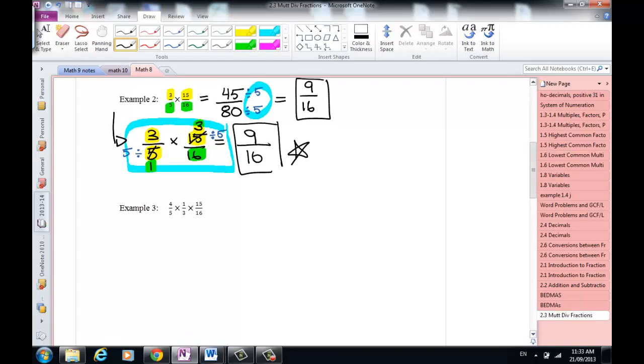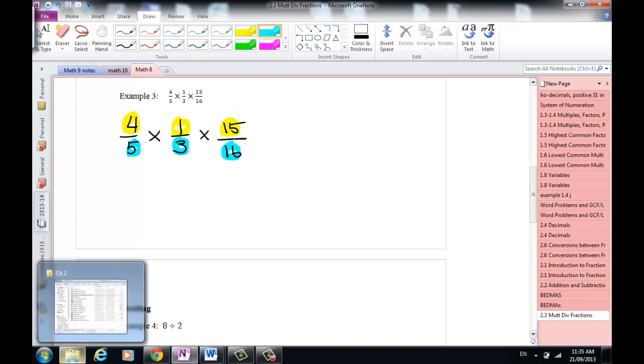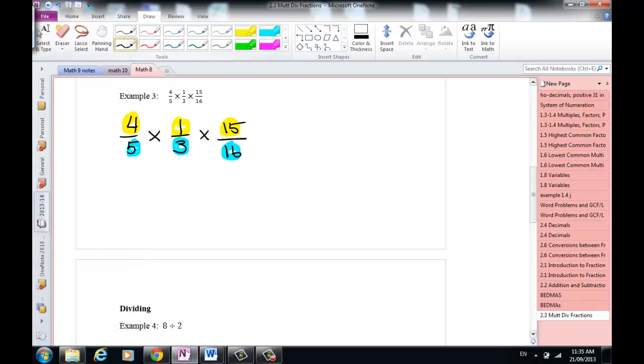All right, we have one more example for multiplication. So I'm just going to rewrite this question a little bit larger. So I've got 4/5 multiplied by 1/3 multiplied by 15/16. Now you could just multiply across, 4 multiplied by 1 multiplied by 15 and 5 multiplied by 3 multiplied by 16, but notice that our numbers are going to be really big, and then we're going to have to simplify. And therefore, my suggestion is to use that last shortcut that I showed you.